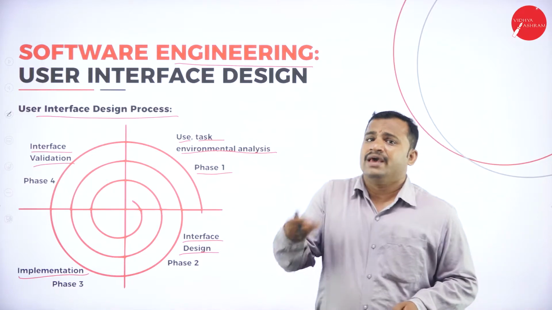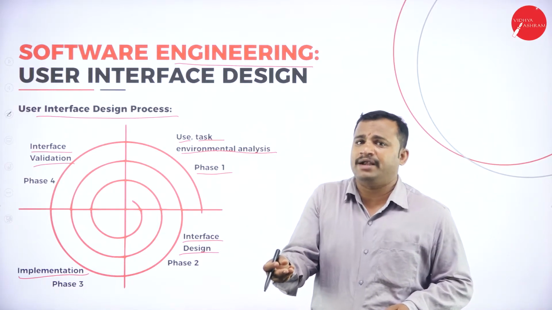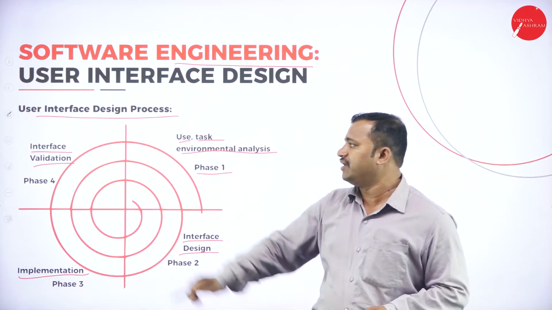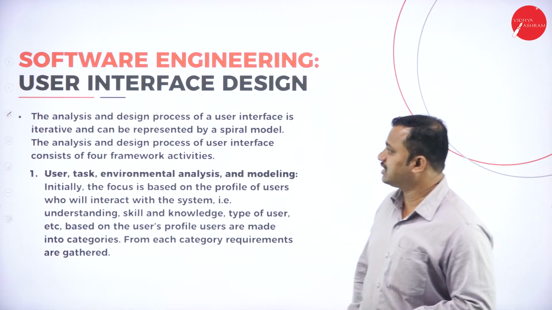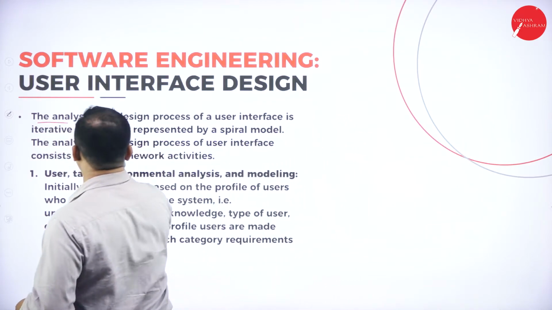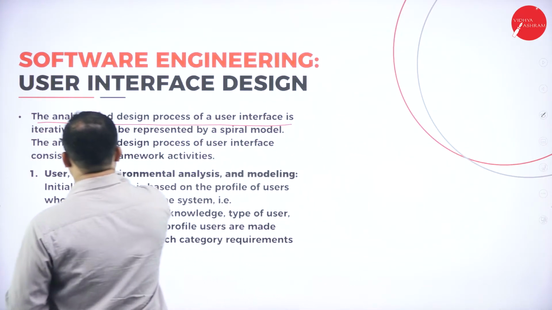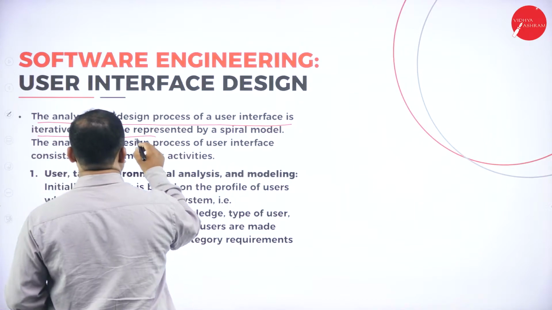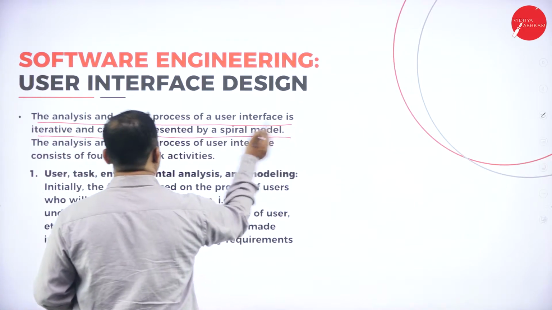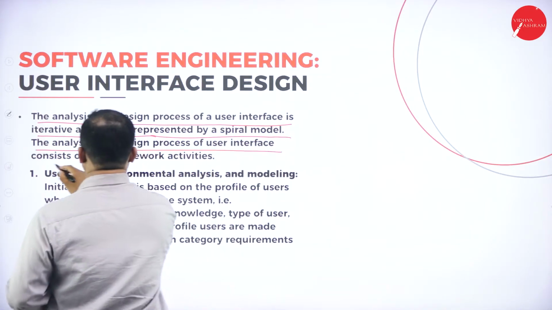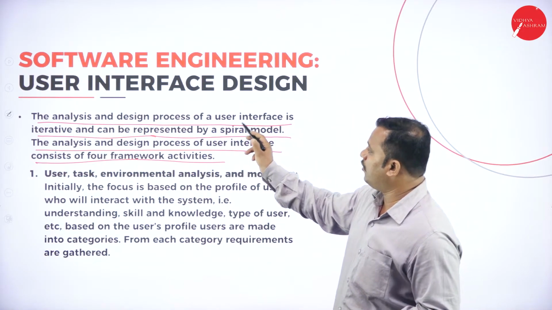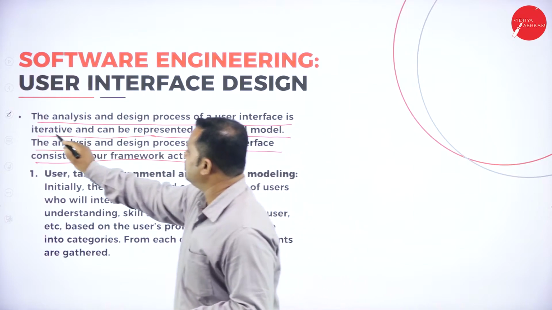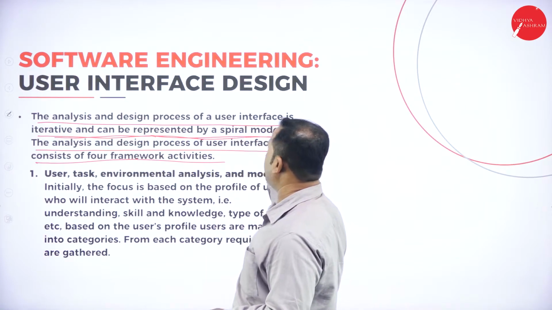Whether there is any exception arising from it, all those things are tested and verified in the final stage, that is, in the validation phase. If that is the case, the analysis and design process of a user interface is iterative and can be represented by a spiral model. That is, I represented it in the previous slide. That means analysis of the user interface is iterative and can be represented by a spiral model.